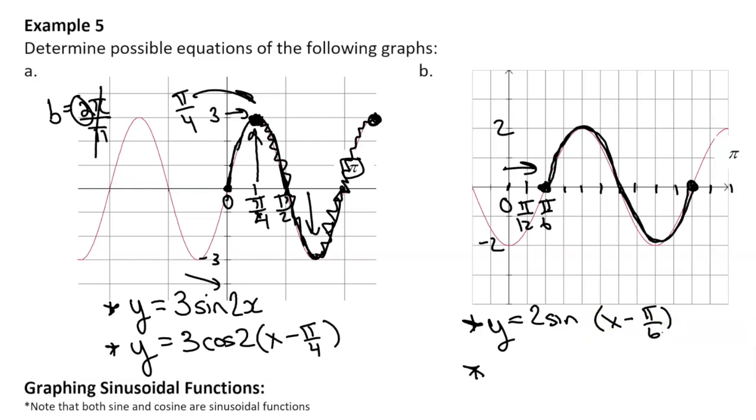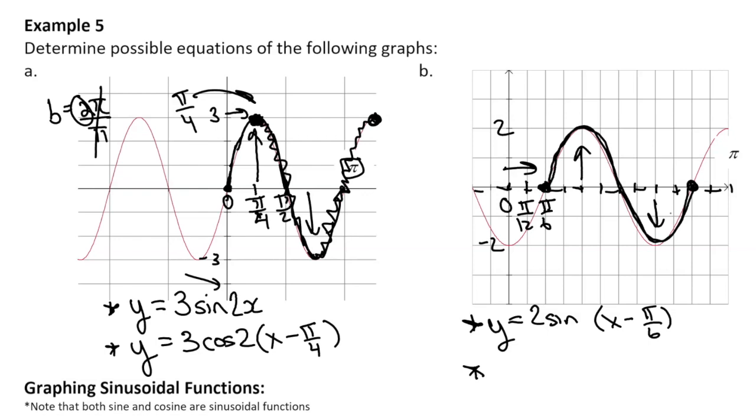the vertical displacement is split equally going above and below from the x-axis, so there is no vertical displacement. So we can just leave it as is. There's no value at the end there that we need to add in.